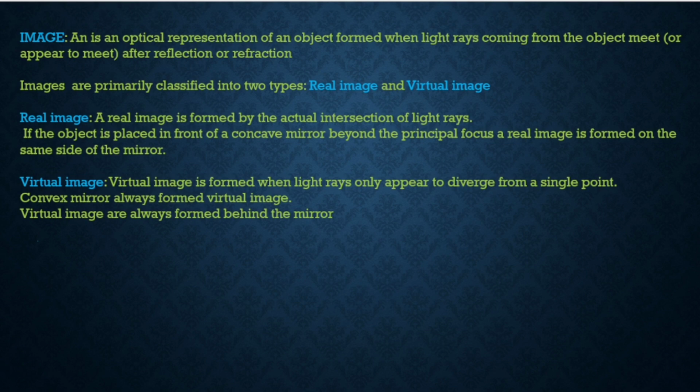It is an optical representation of an object. It is formed when light rays coming from an object meet after reflection or after refraction. Images are classified into two types: a real image and a virtual image. A real image is formed by the actual intersection of light rays, and a virtual image is formed when light rays appear to diverge from a single point.